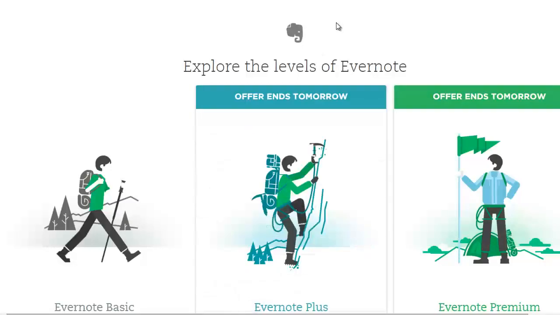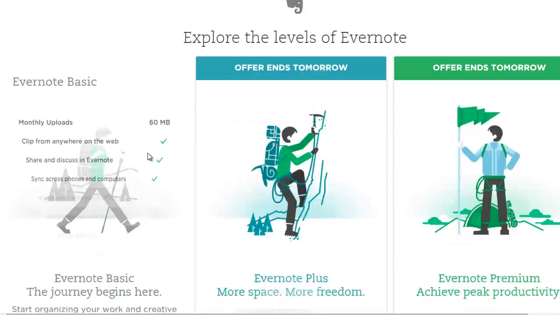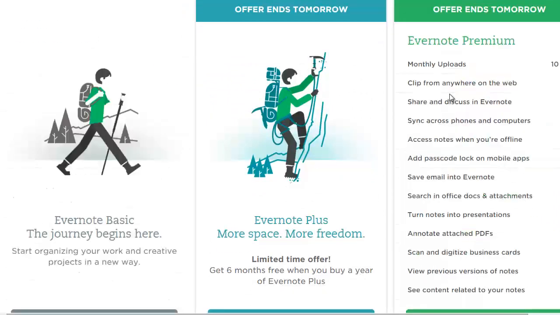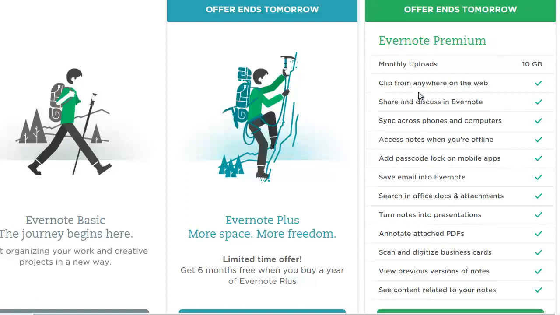So when you go to Evernote and you sign up, this is what you're going to see. You're going to see 3 different levels, and as you can see, there are different options for different levels. I've actually used the premium version. And as you can see here, you can clip from anywhere on the web, so you can actually grab it and turn it into a note. So this is not just merely creating notes. It's about grabbing stuff from elsewhere for your research. You can share and discuss within Evernote.